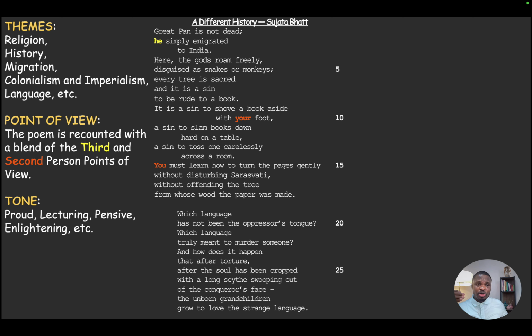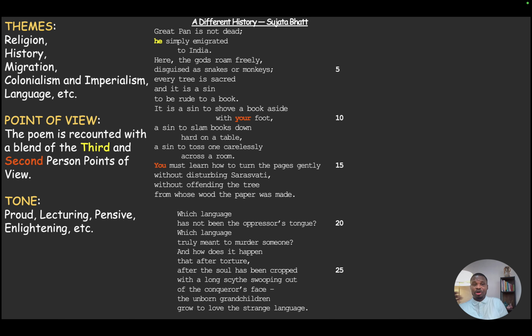Now, in terms of the point of view, the poem is recounted with a blend of the third and the second person's point of view. The third person is seen in the reference to Great Pan as he, and the second person is seen in referring to the reader as your. That sort of creates the impression that laws are being laid out. So in that instance, they are speaking directly to the reader.